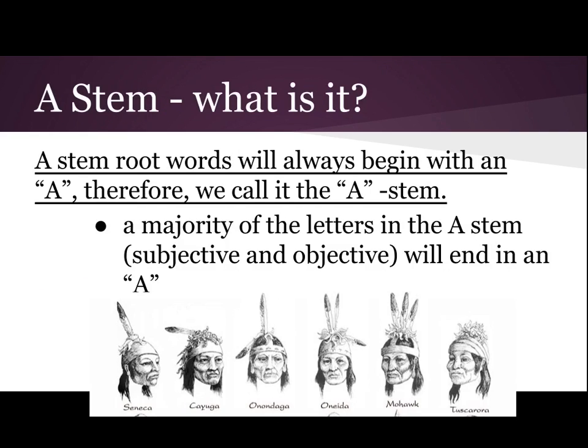So our first one that we're going to look at is the A stem. We know that A stem root words will always begin with an A. That's why it's called the A stem. The majority of letters in the A stem, both subjective and objective pronouns, will end in an A. If you take Oneida a little bit farther down the line, one of the verbs we look at is udlanot, and udlanot is simply just a root, but we notice that the root starts with an A, and so we know that it's going to be the A stem because of the letter that it starts with. So that's the background of the A stem and how it functions.